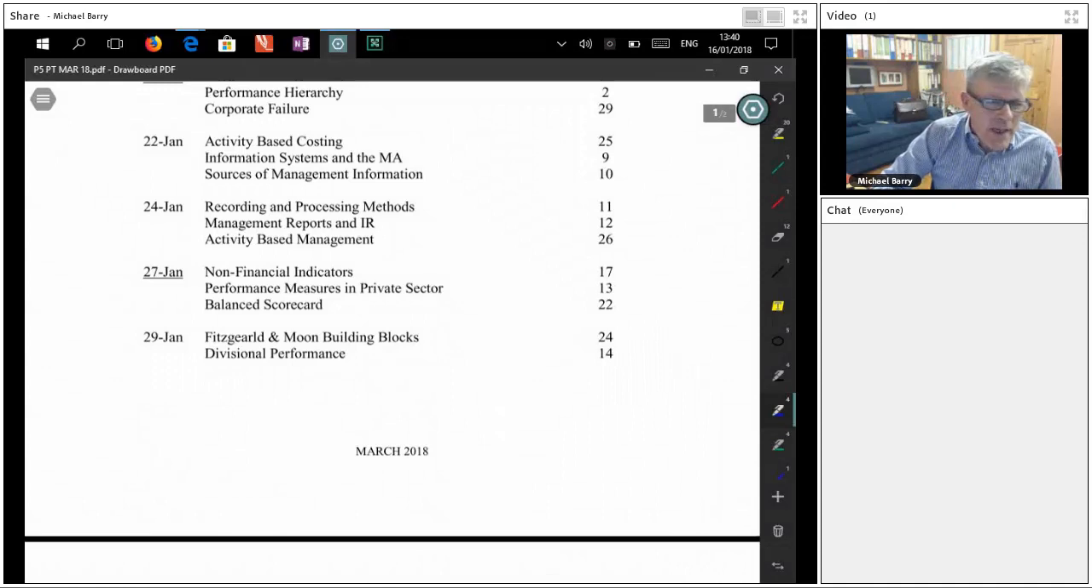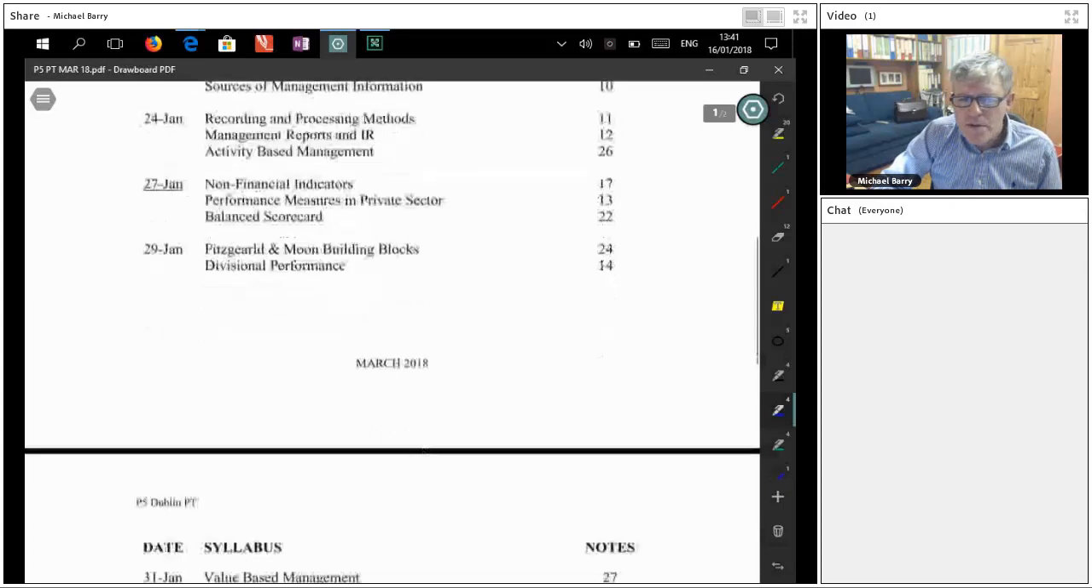We have three performance management models examined at P5 level. These are the balanced scorecard, Fitzgerald and Moon's building blocks, and the performance pyramid. And those three models come up in the exam quite frequently. I mean, there's always one model at least on most P5 papers.